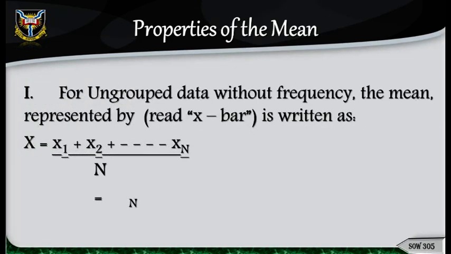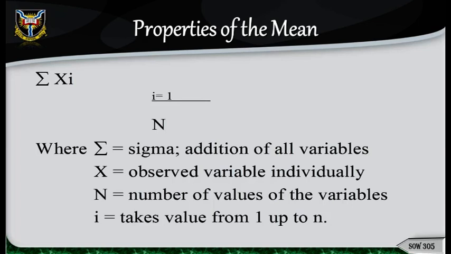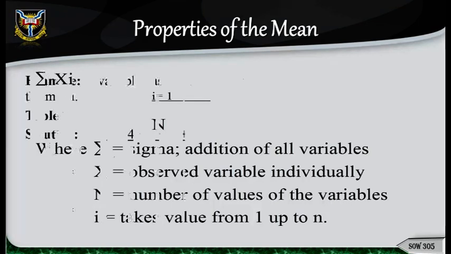1. For ungrouped data without frequency, the mean, represented by x bar, is written as x bar = (x1 + x2 + ... + xn) divided by n = (1/n) Σ xi, where Σ is the sigma, addition of all variables, x is the observed variable individually, n is the number of values of the variables, and i takes values from 1 up to n.